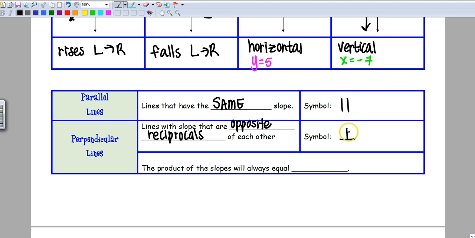Here's your perpendicular symbol, definitely something you did a lot with last year. The products of perpendicular slopes will always equal -1. So just a reminder of what opposite reciprocal is. If you have a slope of 2/3, the opposite reciprocal would flip it and change the sign. So when you multiply those straight across, you will always get a -1.